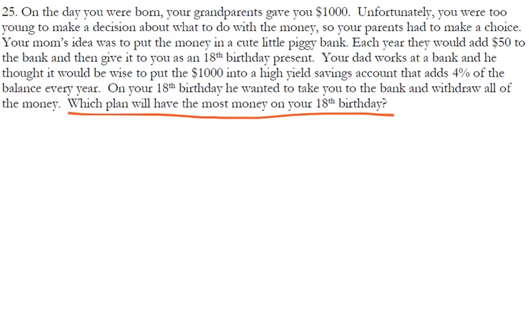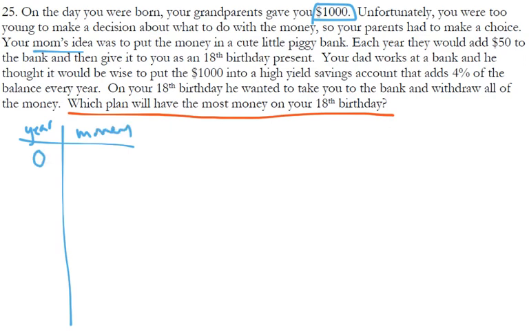So, we can start off with some models. The first, let's do your mom's idea. So we've got the $1,000, right? For making a table, good model to start. We've got years, because it's every year, and money. So when you were born, you had $1,000. Okay. Then every year they're adding 50. So we should be able to see that. Okay, we're adding 50 here.